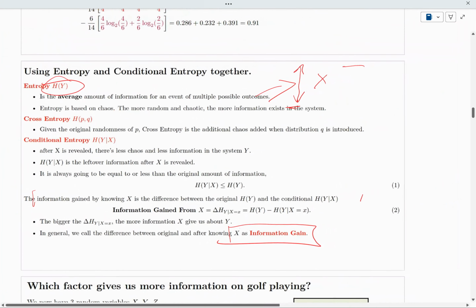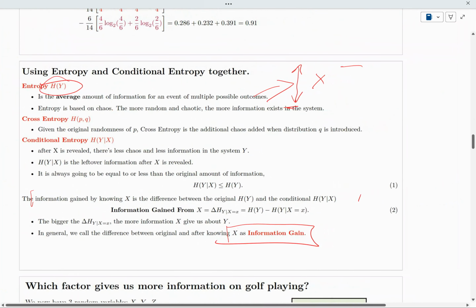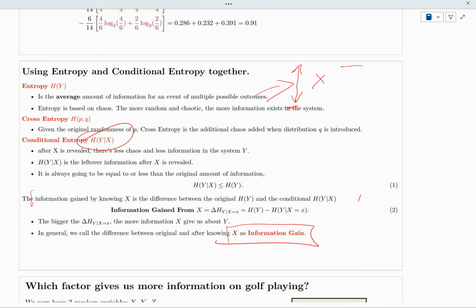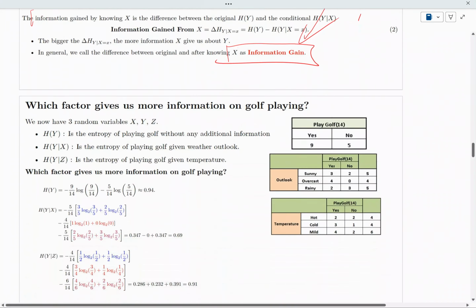Okay, so now we've kind of put these concepts together. Entropy measures the average chaos in a system, and the chaos increases when you essentially add more variables, and the chaos decreases when some variables are revealed to you. Okay, so chaos goes up, chaos goes down, and the difference between the chaos is information gain. If something is revealed to you, there's less chaos. The difference is the information gain.